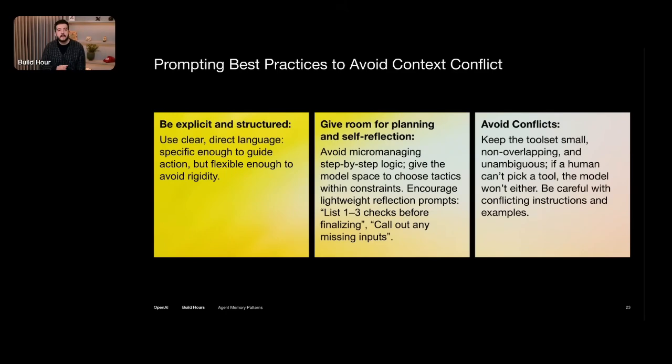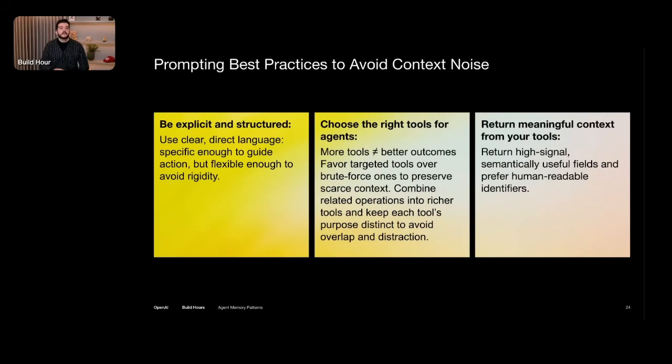So keep the tool set small and not overlapping. Don't use ambiguous definitions. Even if a human can't pick a tool, the model won't either. So be careful with conflicting instructions and tool definitions. For context noise, we talked about many tool definitions and many tools attached into the context as an example situation. Again, you should be explicit and structured in your prompts.